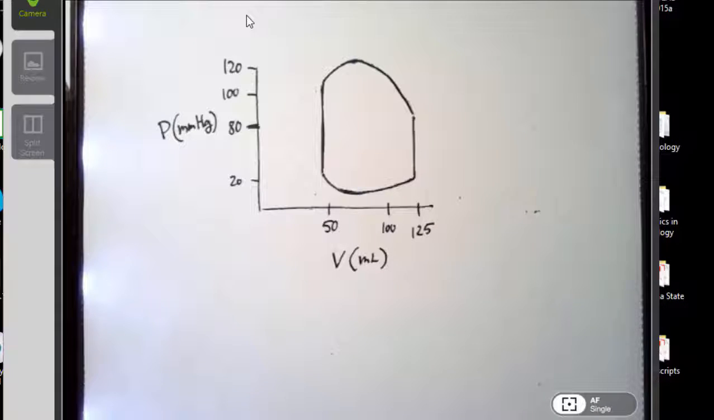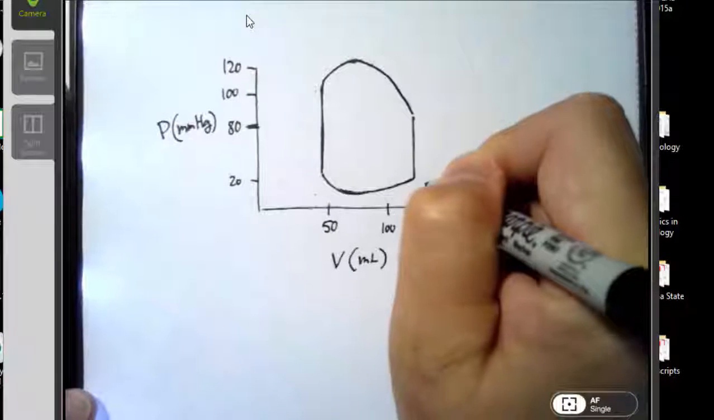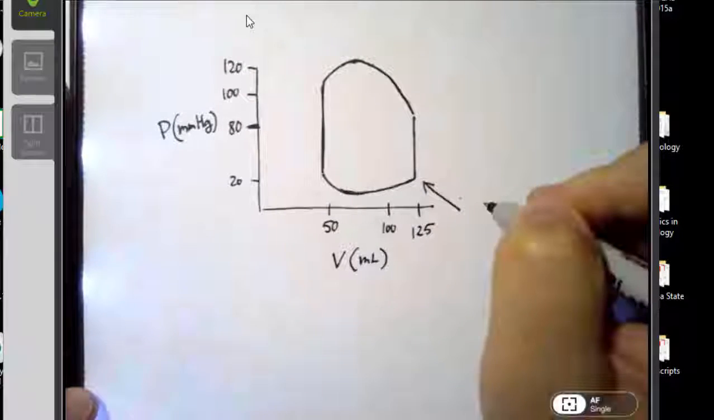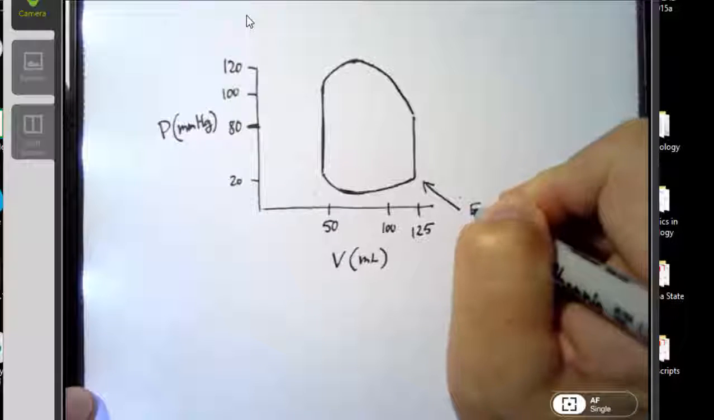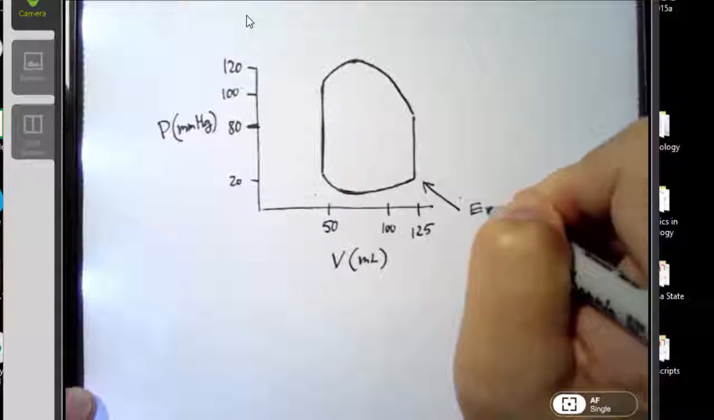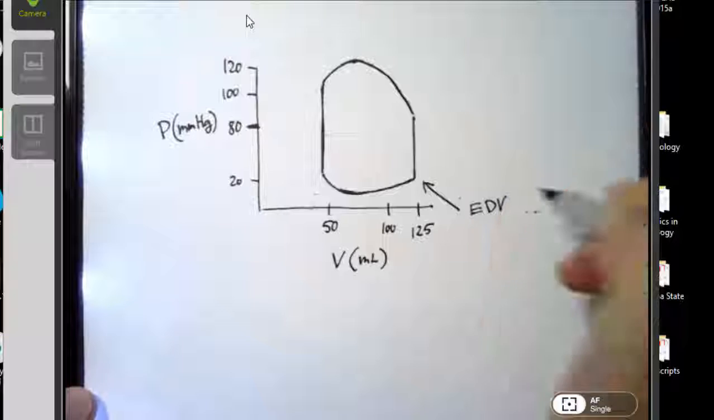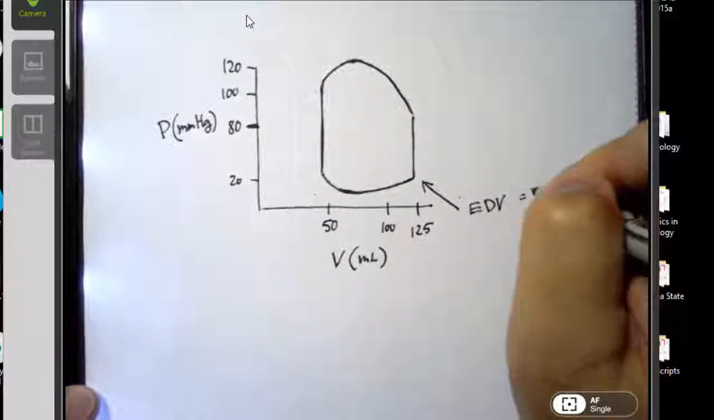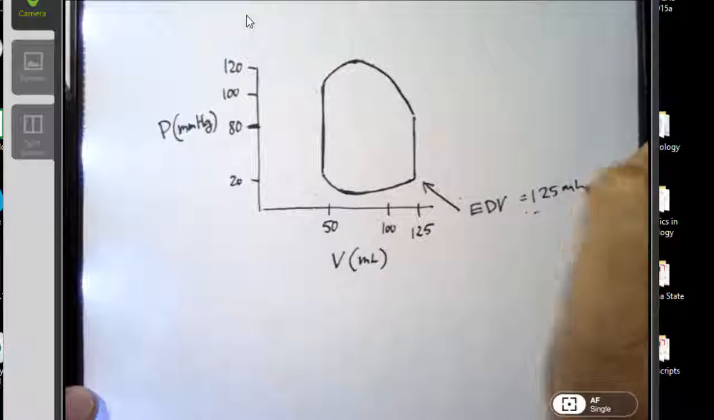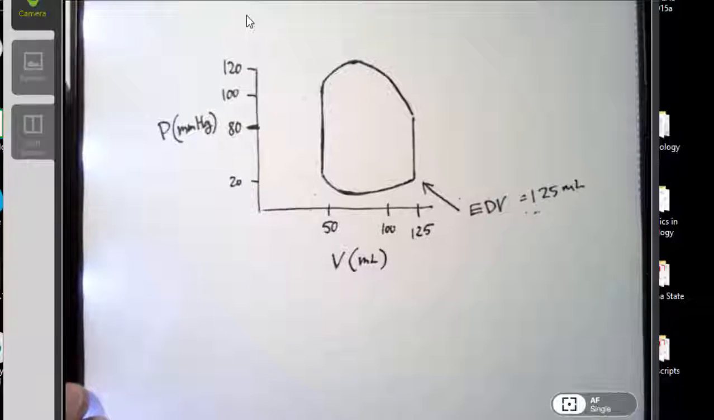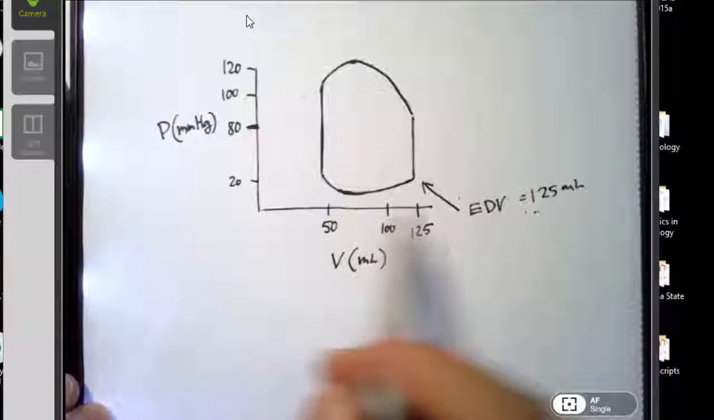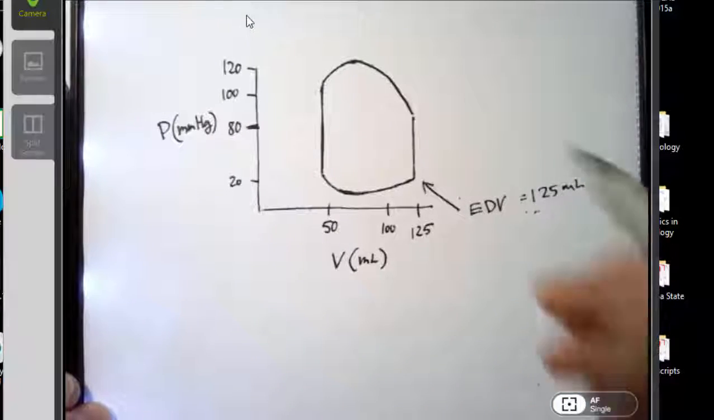Okay, so now that you've thought about it a little bit, let's start to label some more things on this diagram. We can label something called the end diastolic volume, or EDV. In this case, the end diastolic volume equals 125 milliliters, right? So about 125. You could also talk about the end diastolic pressure. That would be 20 millimeters of mercury.